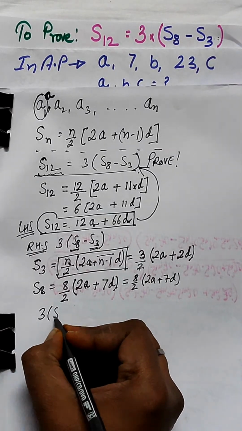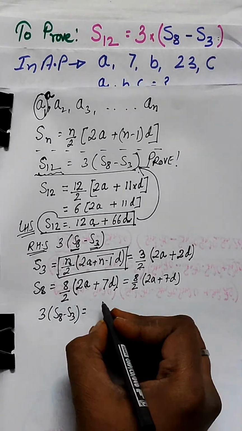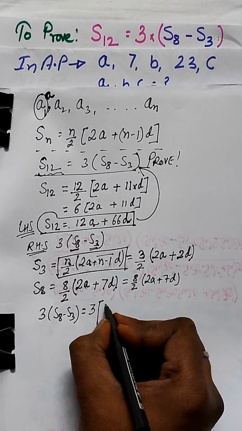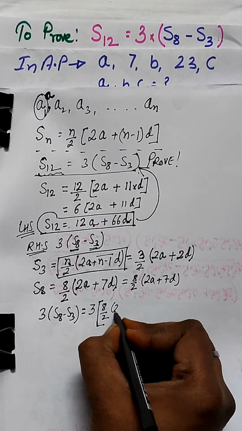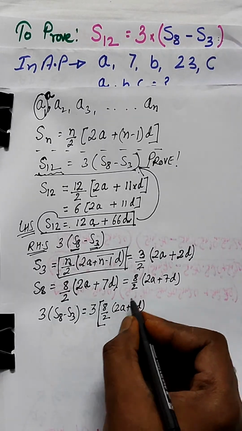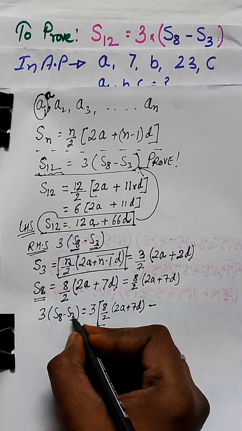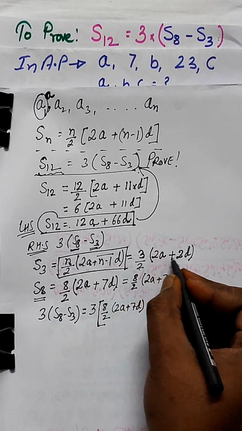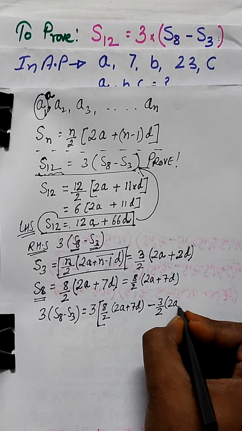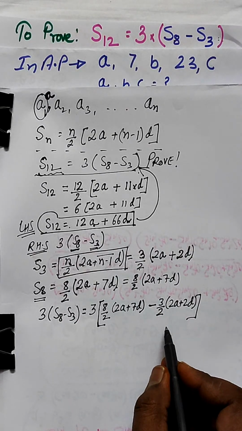3 times S8 minus S3, what will it give? It will give 3 into S8. S8 will be 8 by 2 into 2a plus 7d, isn't it? The same thing, I'm just putting in the value, students. Here, S8 minus S3. What is the value of S3? It's 3 by 2 into 2a plus 2d. Just put in the value from above: 3 by 2 into 2a plus 2d, right? So we have put the value over here.